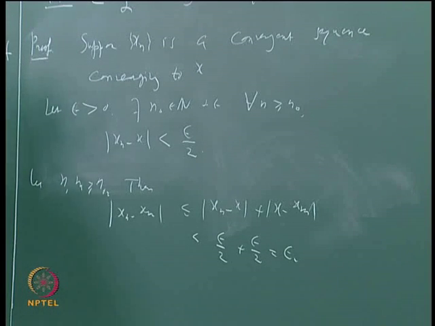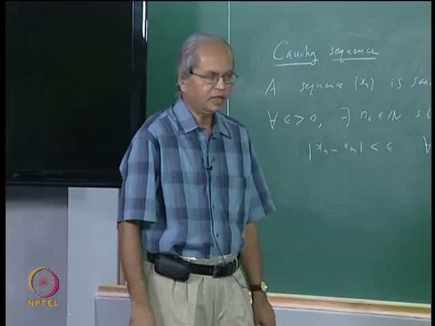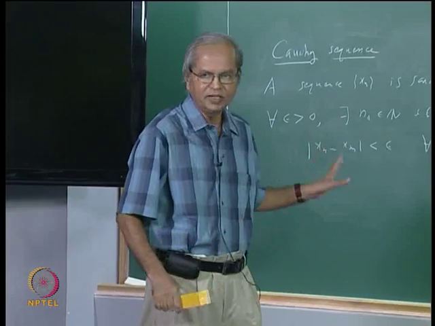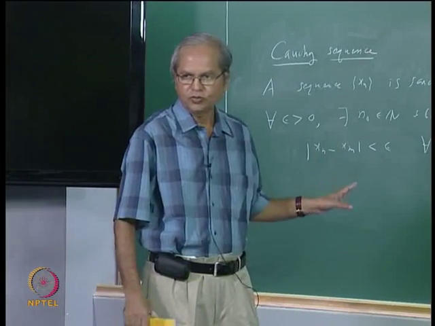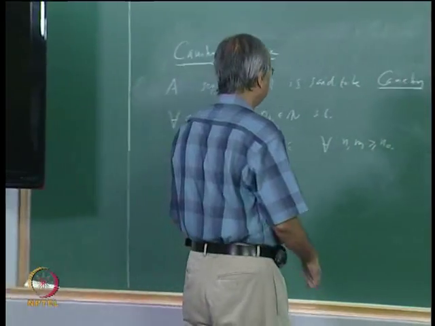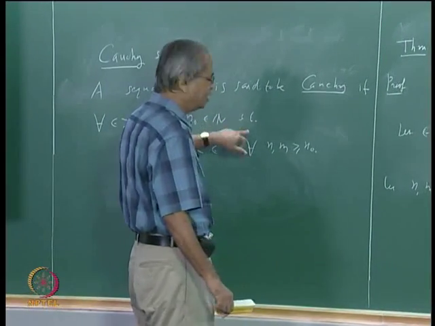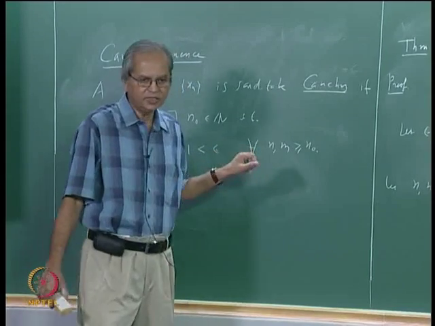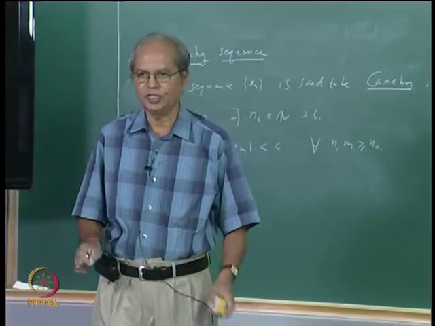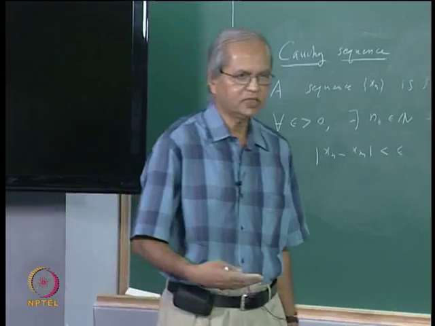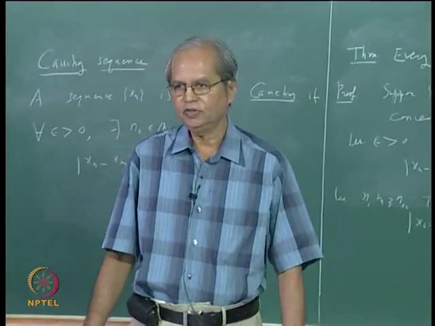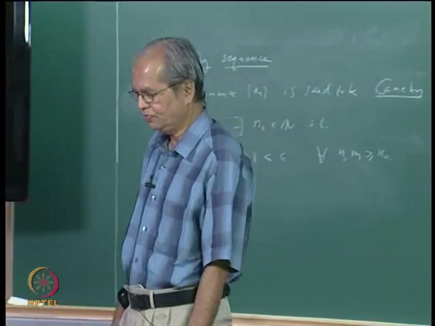Now the obvious question after this is what about the converse. Can we say that every Cauchy sequence is convergent? And the answer is that it is true for real numbers. That is an important property of real numbers, that every Cauchy sequence of real numbers is convergent, and that is expressed by saying that the real line is complete. We shall discuss what is meant by completeness a little later when we discuss metric spaces.